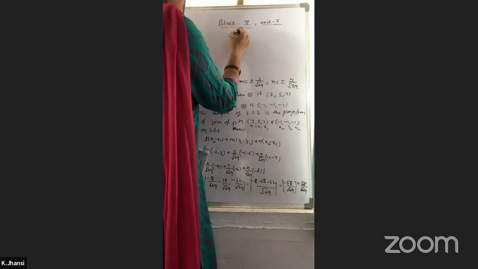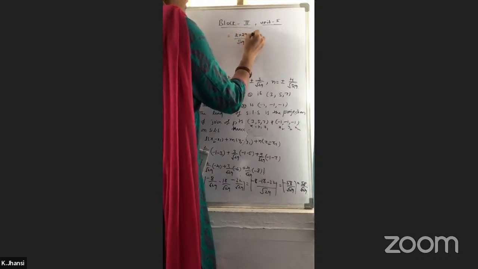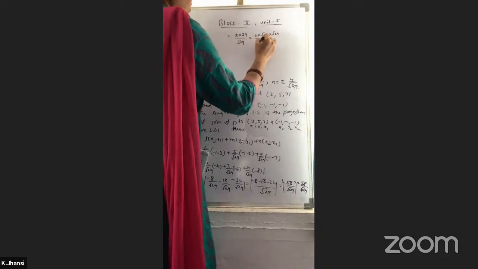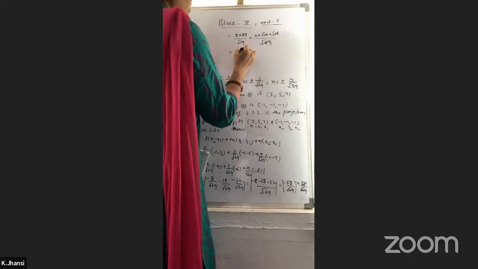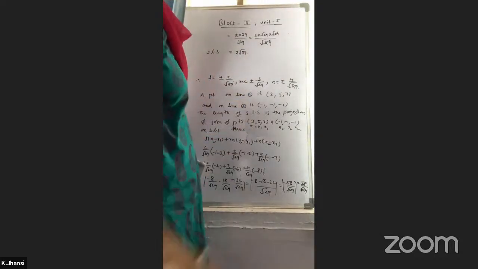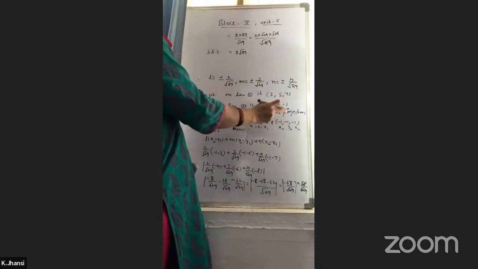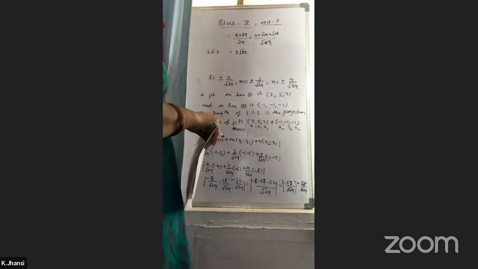So it is 58. You can write 2 into 29 by root 29. It is 2 into root 29 into root 29 by root 29. So root 29 will get cancelled. 2 root 29 is the length of the shortest line segment for the given two lines. So the length value is 2 root 29.